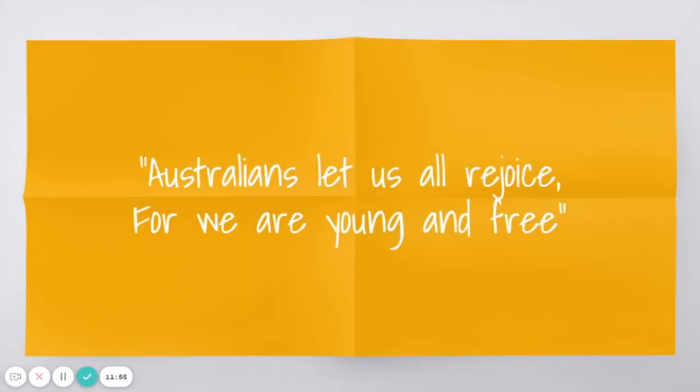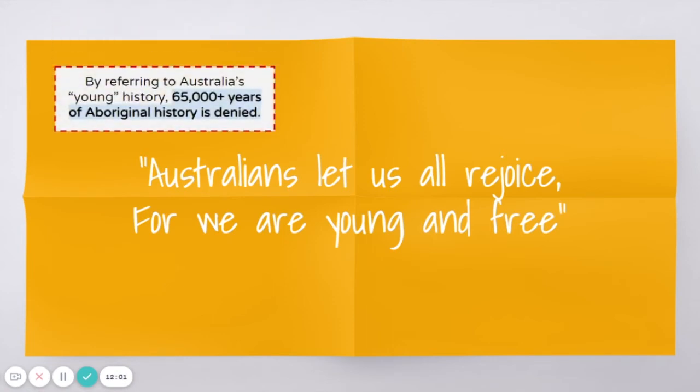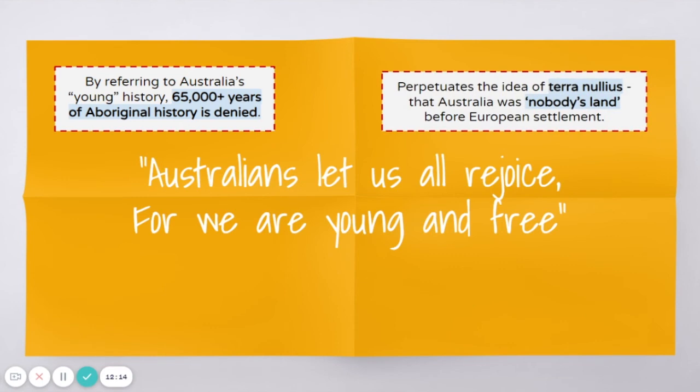Probably the most controversial lyric in our anthem is "Australians, let us all rejoice, for we are young and free." By referring to Australia's young history, that essentially ignores and denies the fact that Aboriginal Australians have been here for 65,000 years. This lyric is also controversial because it perpetuates the idea of terra nullius.